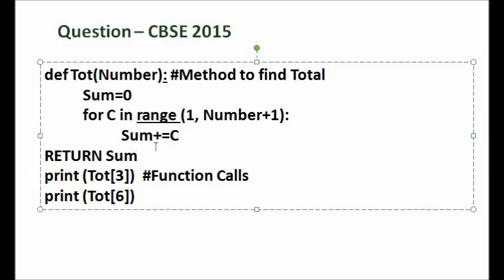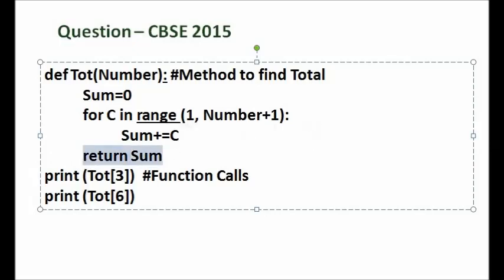Next statement, sum plus equal to C. No error. This is equal to sum plus C. Augmented assignment operator plus equal to. Then come to the next statement. Return sum. One thing is return you have to give in lowercase. Is it okay now? No. This return statement you have to give inside the function definition. So you have to correct the indentation also. Return sum. Now it is okay.